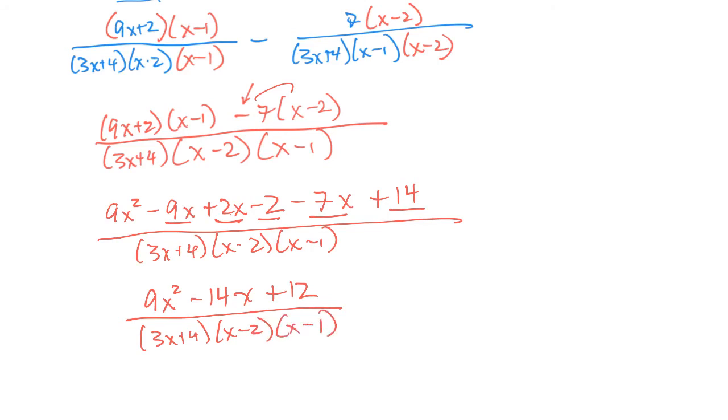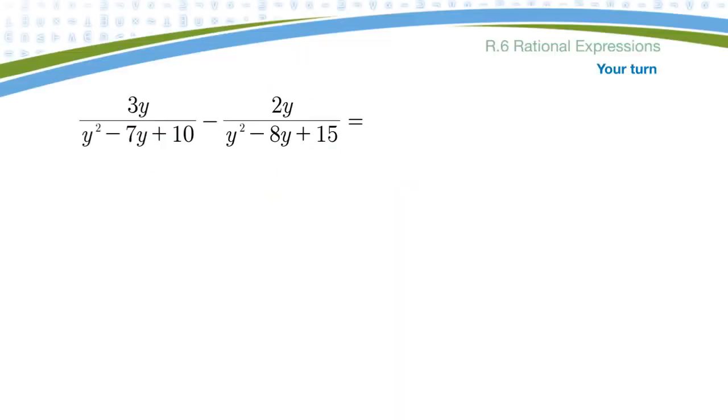The last thing I would do, just to check this, is to see if I could factor that. I don't think there's a way of factoring it, so 9 times 12 is 108. So things that multiply to 108 and add to 14, I don't think there are any. So I would leave this as my answer. Okay, try that one. Your turn. Press pause, then press play when you're done.